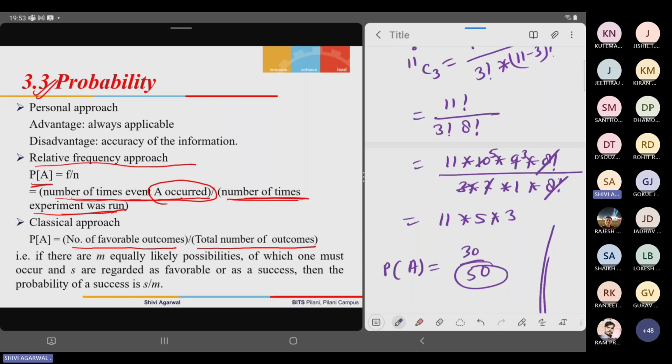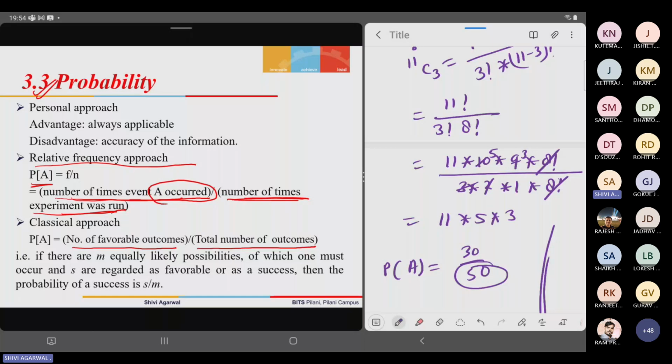When you are performing the experiment, sometimes it's very difficult to run it. You are tossing a coin 50 times, so it is very difficult to do, and sometimes you don't have the coin. So what will you do? I'm just giving one example. It's very difficult to run the experiment so many times. That's why we are not using the concept of relative frequency, and we are going for the classical approach.